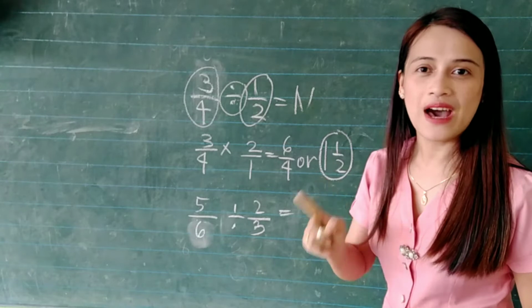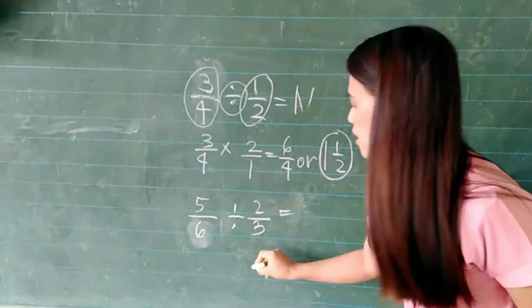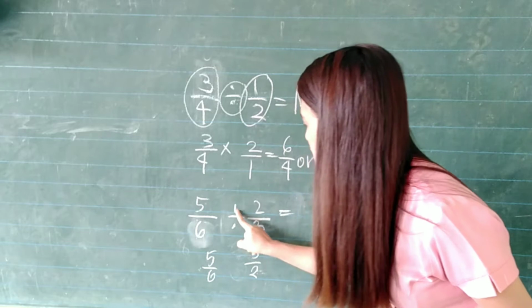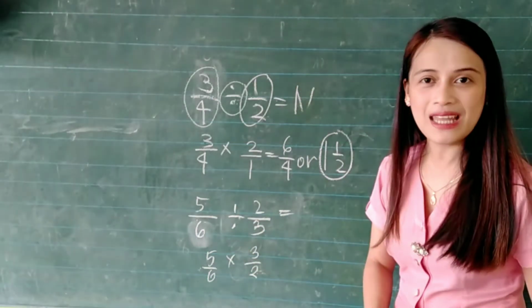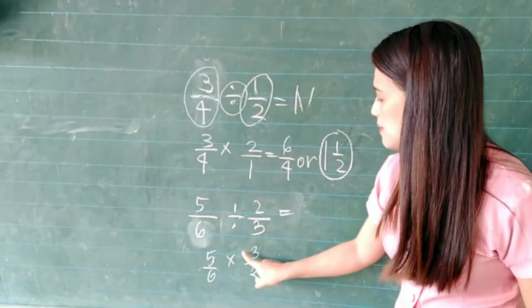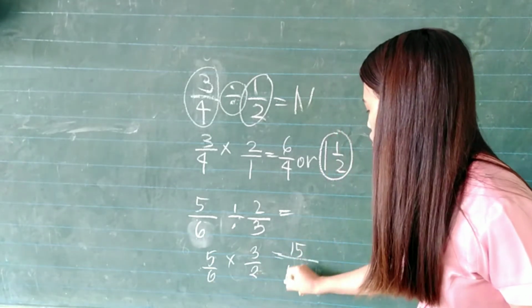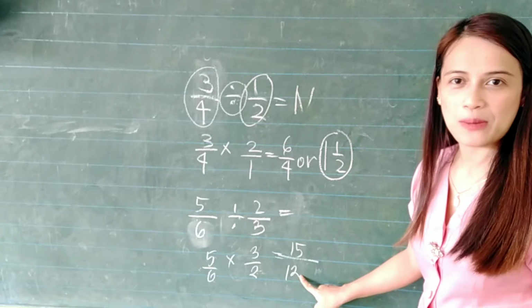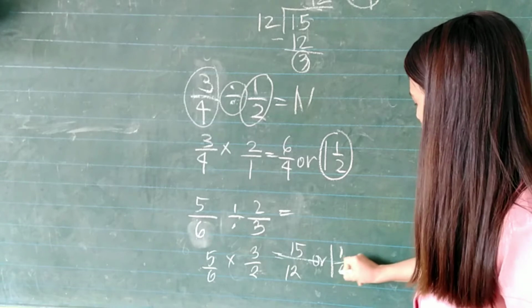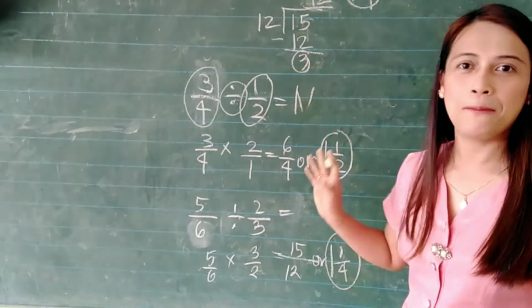5/6 divided by 2/3. So the first step, find the reciprocal of the divisor. So the reciprocal ni 2/3 is 3 over 2. And then copy si 5/6, and then division magiging times. So meaning, ang gamito natin na operation this time is multiplication. So 5 times 3, 15. 6 times 2, 12. So dako gamay. So sa ibuhat na lang ni, divide. So the final answer here is 1 and 1/4.